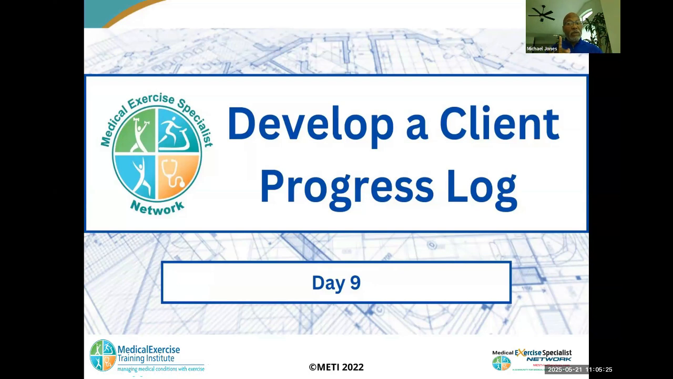Now, please make a note: it is one page. This client session log is a log that you will use to record what went on in the session. Folks, let me make sure you understand: if you don't document it, it did not occur in a medical exercise training situation. It must be documented. The key thing today is developing a client progress log or session log so you can know what was done in each session, what was recorded, and also keep a record of that in a HIPAA compliant manner or environment.